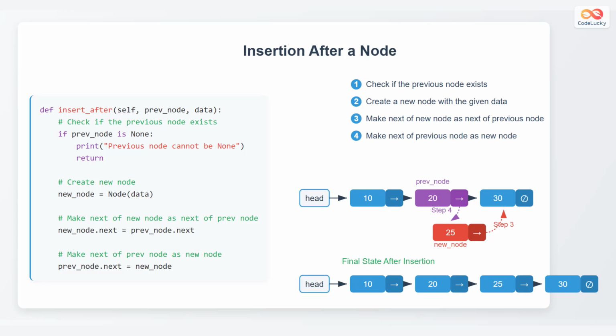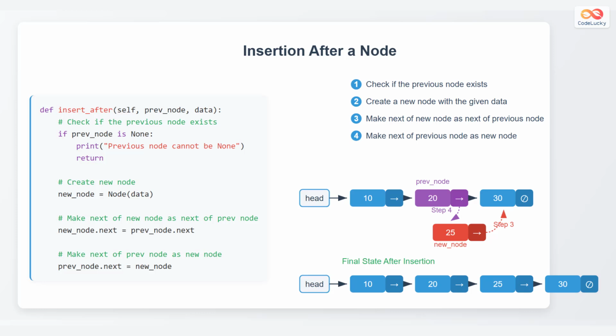Let's learn how to insert a new node after a given node in a linked list. Here's the code for the insert after function, which takes previous node and data as arguments. First, we check if the previous node exists. If the previous node is none, then we print an error message. Otherwise, we proceed to create a new node with the given data.